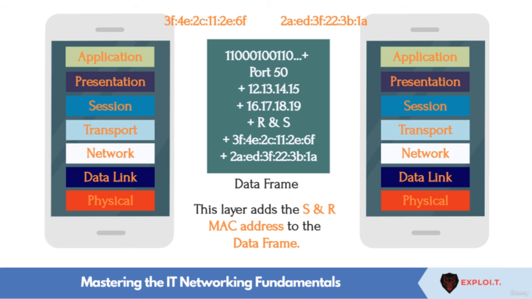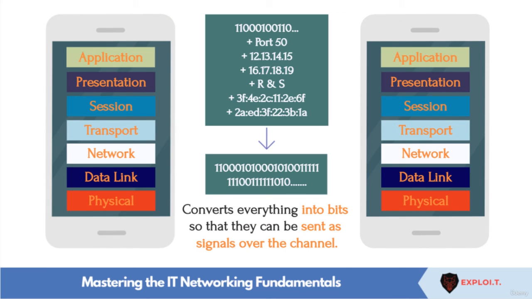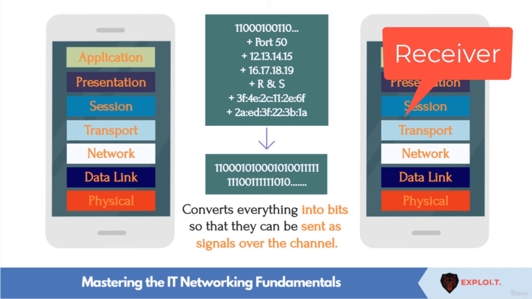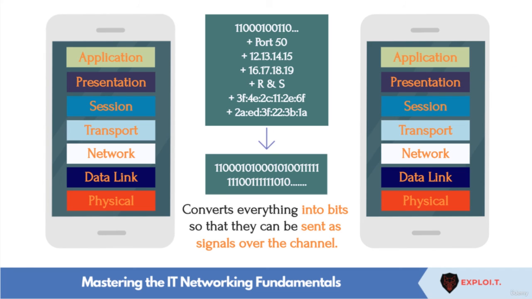In addition, it adds routing, switching, and subnetting information. And when it comes down to the data link layer, layer 2, it adds the MAC address of the sender and the receiver. And when it comes to the physical layer, the last layer, every piece of information is converted into binary digits so that it can be sent as signals over the channel. So this was the left side, or the sender side, and now we are going to see how everything happens in reverse order on the receiver side.